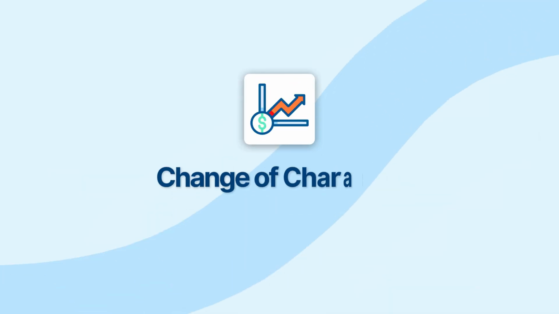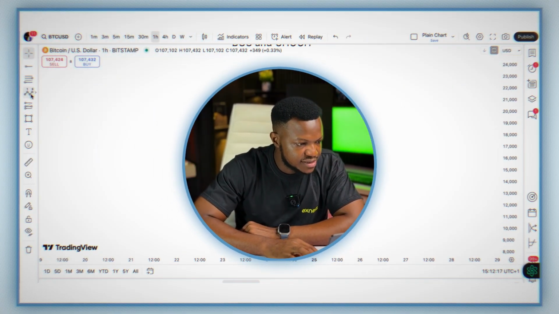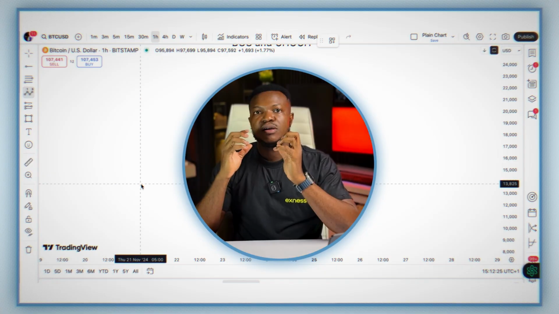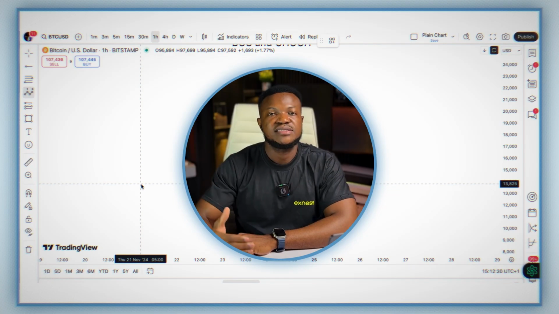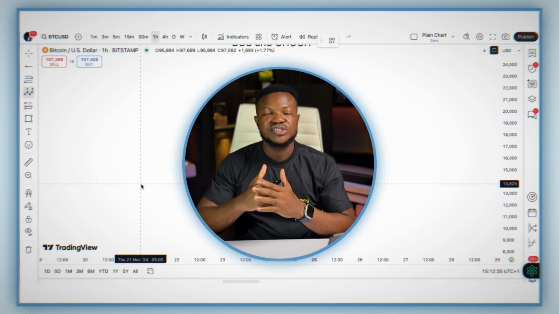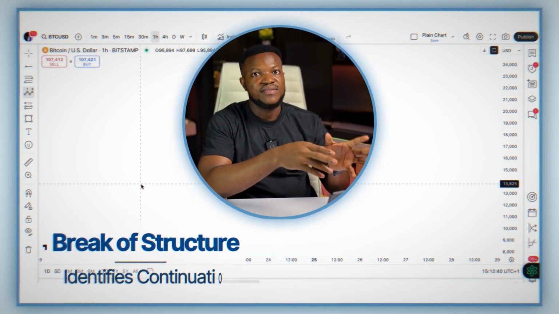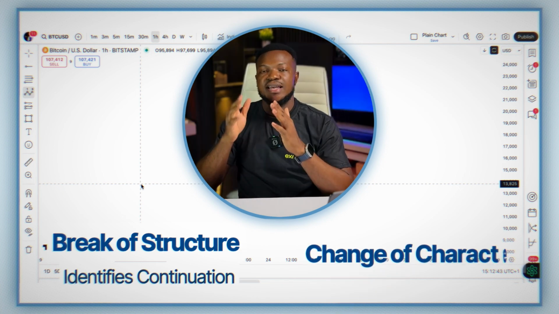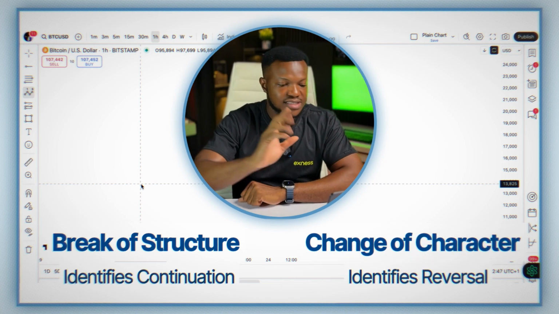Now let's talk about break of structure and change of character. So we have BOS and CHOCH. Now, let's take a look at an uptrend, for example. The concept of break of structure and change of character helps us to identify when there's about to be a change in the trend of the market or a continuation in a particular trend of the market. Break of structure helps us to identify continuation, while change of character helps us to identify reversal, which is the change in the trend of the market. Let's start with the break of structure.